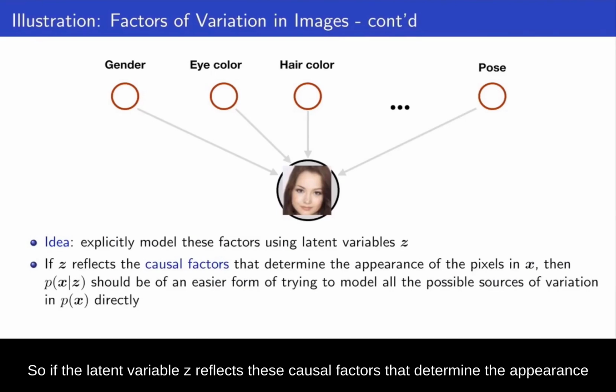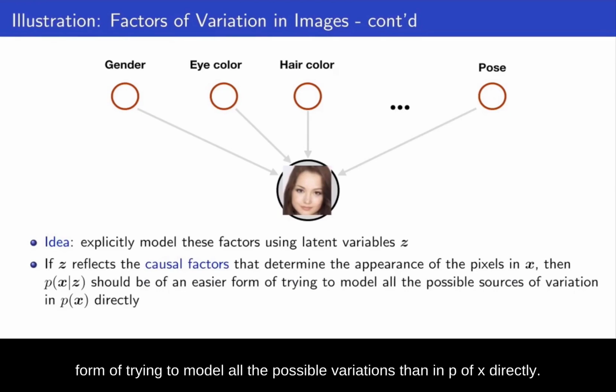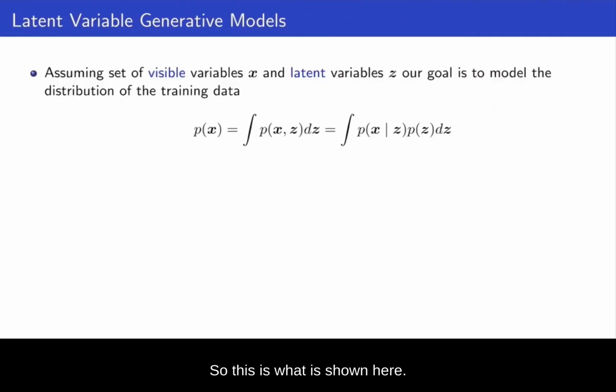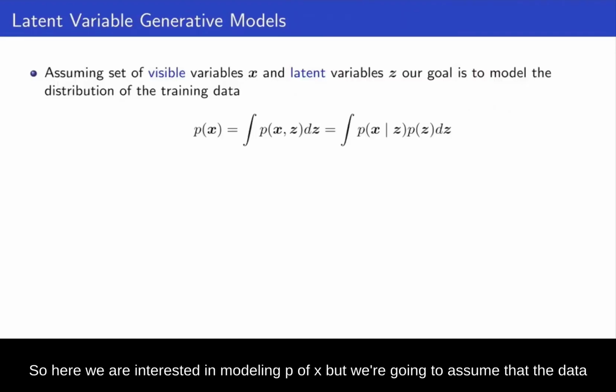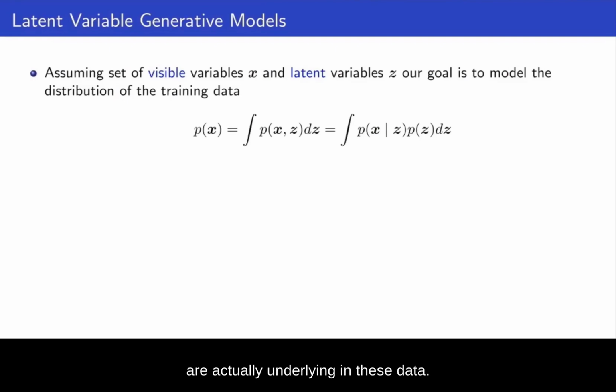So if the latent variable z reflects these causal factors that determine the appearance of pixels in X, then the probability of this latent variable z given X should be an easier form of trying to model all the possible variations than P of X directly. So this is what is shown here. Here we are interested in modeling P of X, but we're going to assume that the data itself is generated by some underlying factors, by some causal factors if you like, and these are actually underlying in these data.